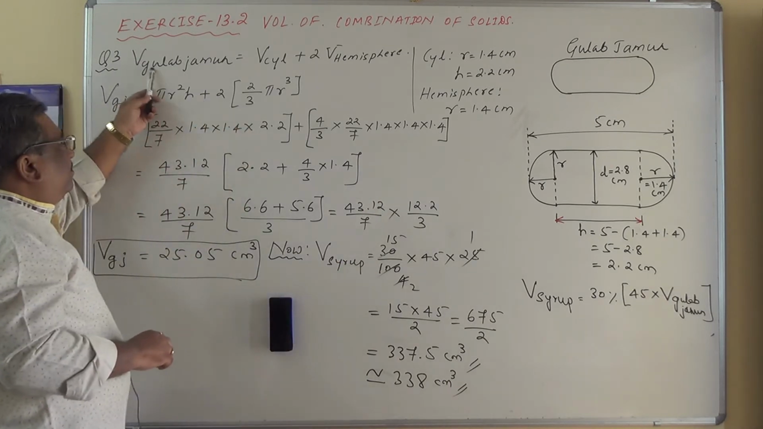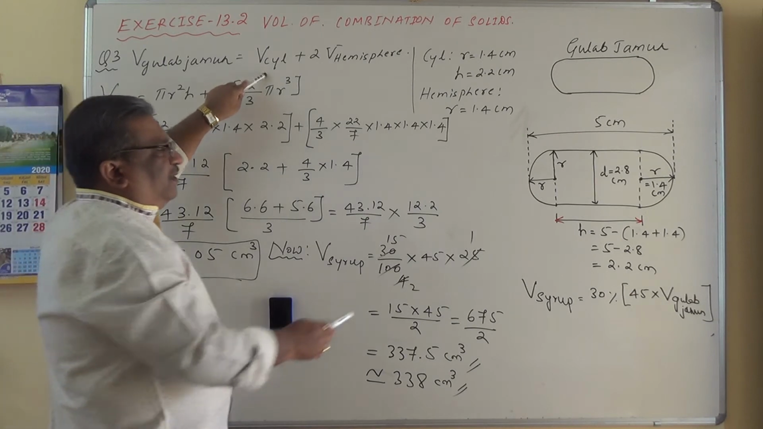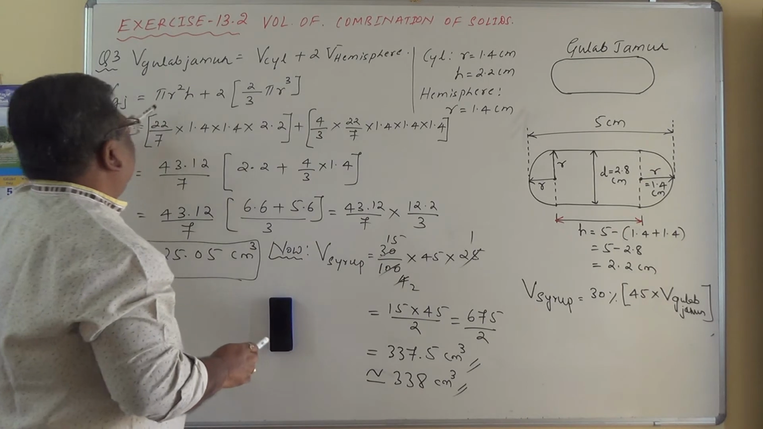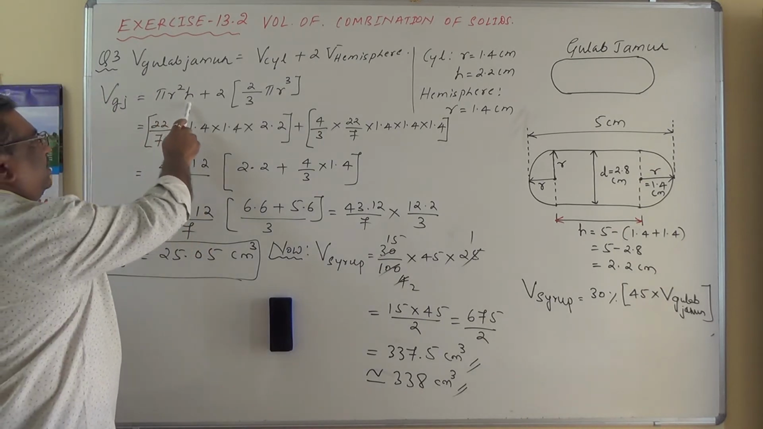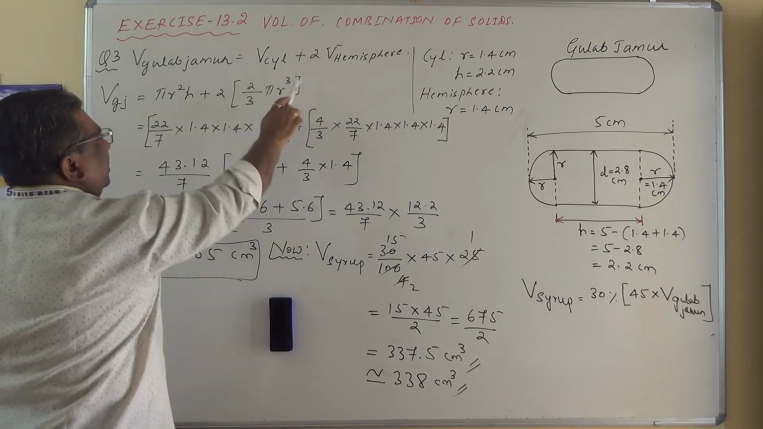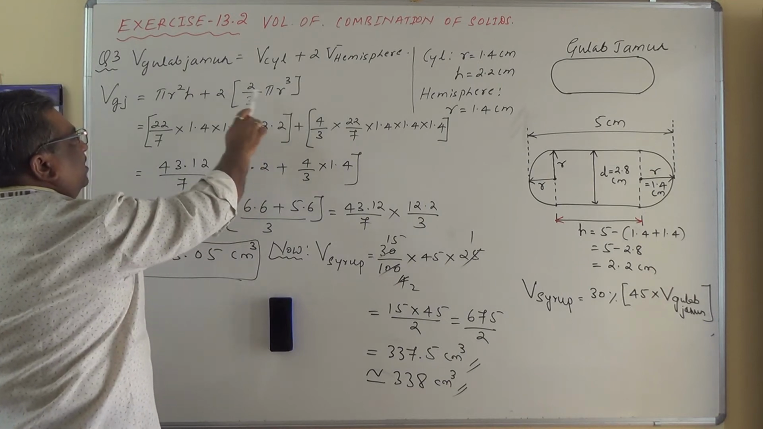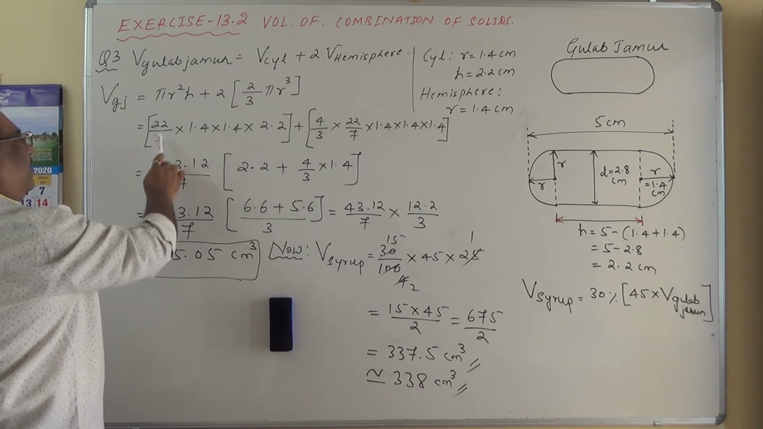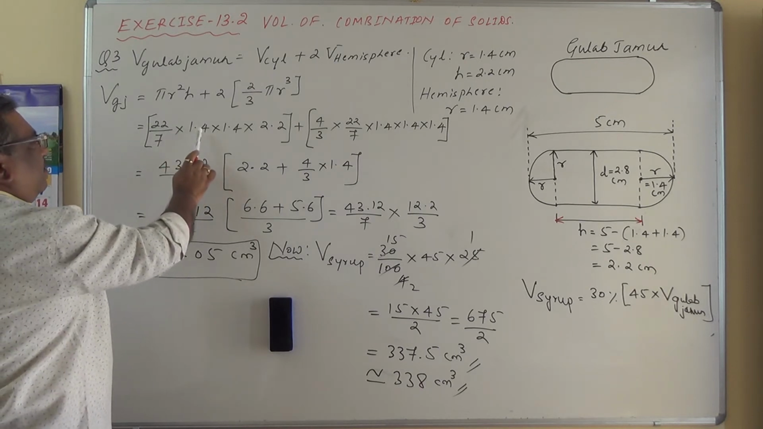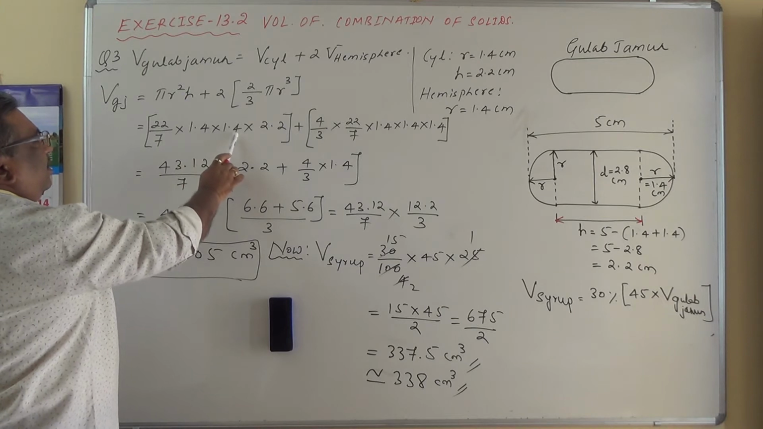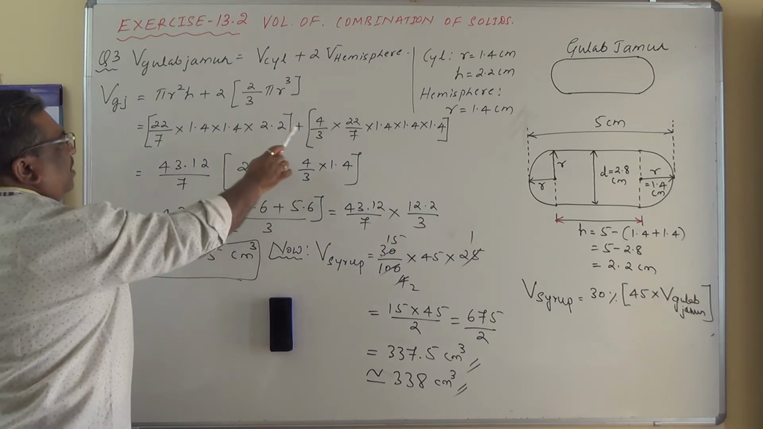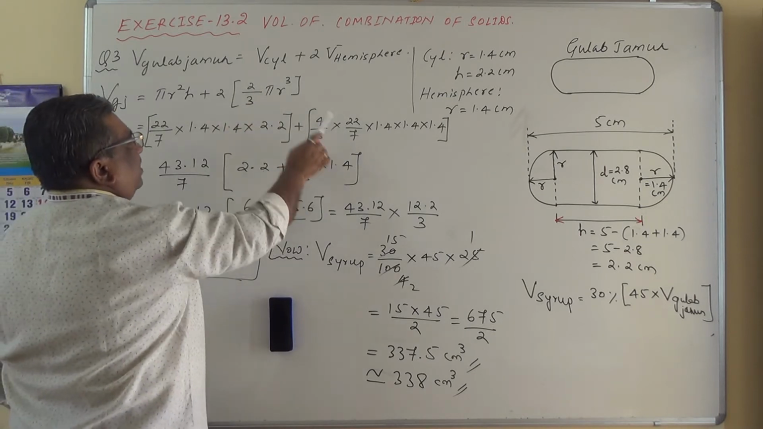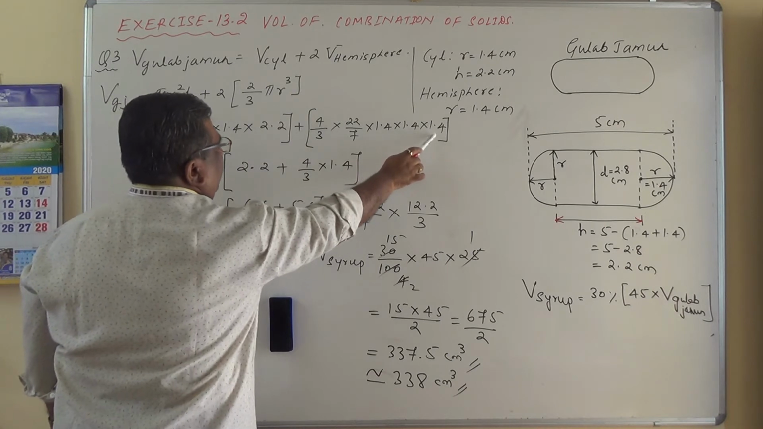Now, volume of gulab jamun is given by volume of the cylindrical portion plus 2 times the volume of hemispheres. So what is the volume of the cylinder? Pi r square h, that is base area into height, and volume of the hemisphere is 2 by 3 pi r cube. There are 2 hemispheres, 2 into 2 by 3 pi r cube. Substitute the values. 22 by 7, radius is 1.4 centimeter, 1.4 into 1.4 into height 2.2, plus 2 into 2, 4 by 3, 22 by 7 into r cube, 1.4 into 1.4 into 1.4.